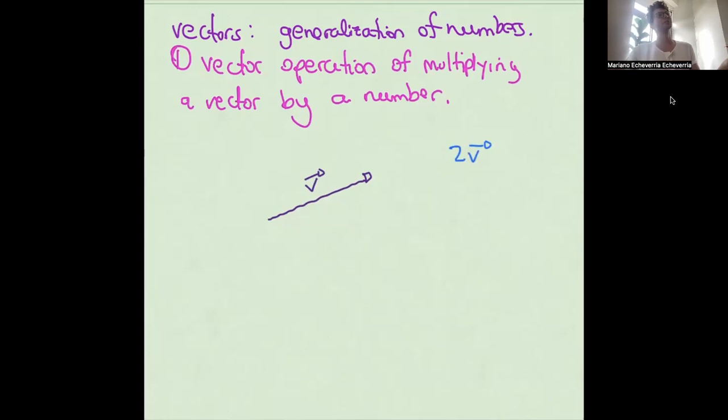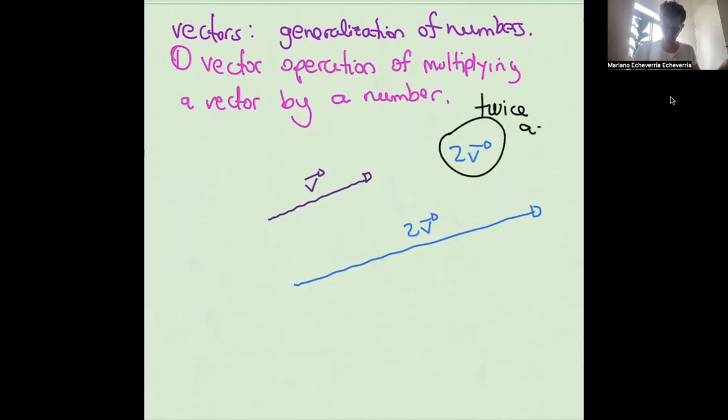Okay, so what ends up being useful to do is to say, well, we're going to take this vector to be twice as long. This is going to be a vector that's twice as long and pointing in the same direction as v. So it would look something like this. So this is twice as long and in the same direction. Is that making sense?